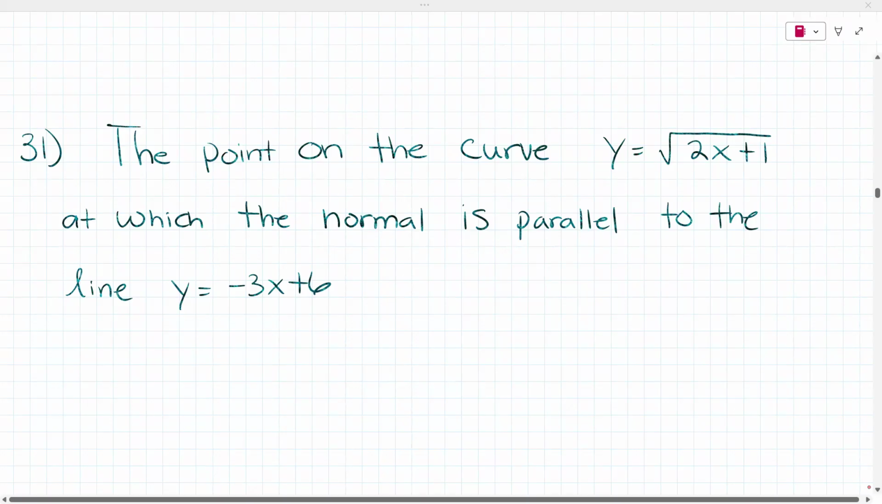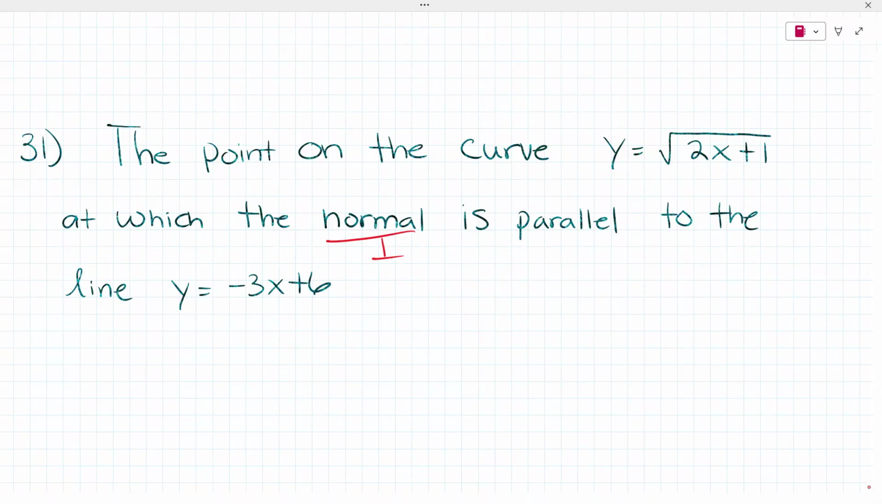So 31 says the point of the curve y equals square root of 2x plus 1, at which the normal is parallel to the line y equals negative 3x plus 6. So if you recall, the word normal really means perpendicular, right? Normal is equal to perpendicular. And then the word parallel means same slope, right?